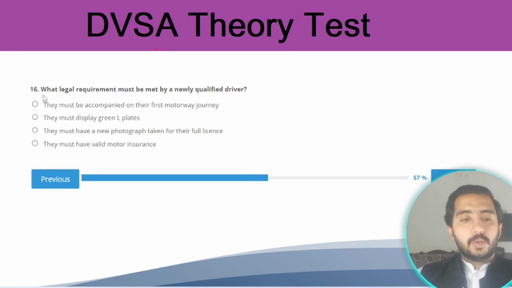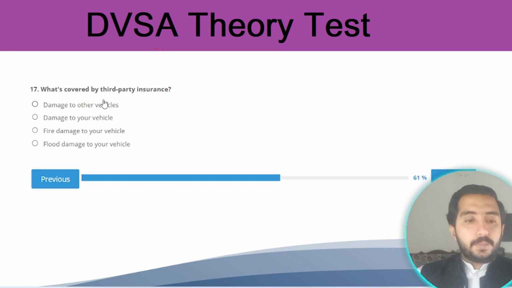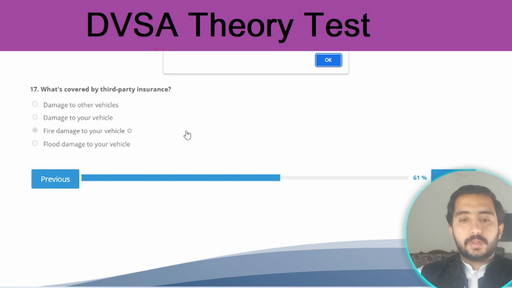Next question, question number 16. What legal requirement must be met by a newly qualified driver? The correct option is they must have valid motor insurance. Option D. Next one, question number 17, what is covered by third party insurance? The correct option is fire damage to your vehicle. Option C is the correct option.